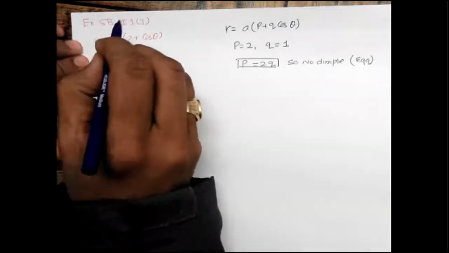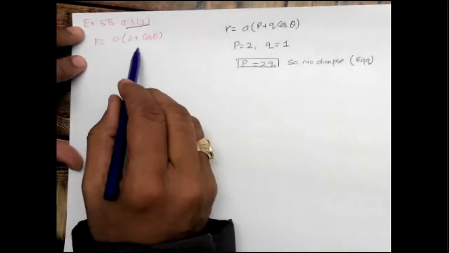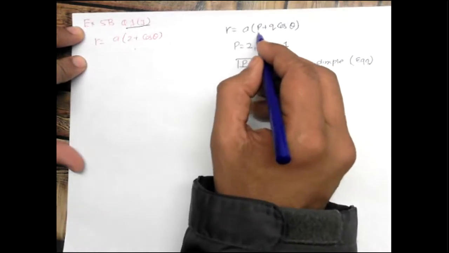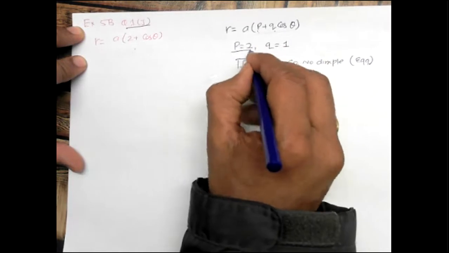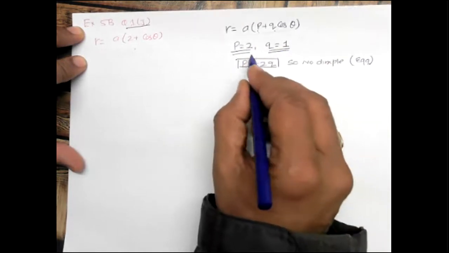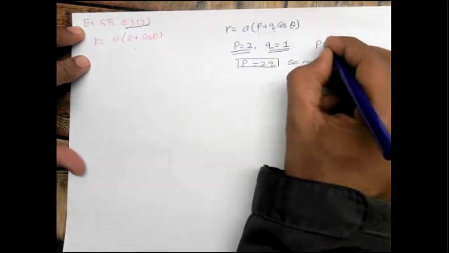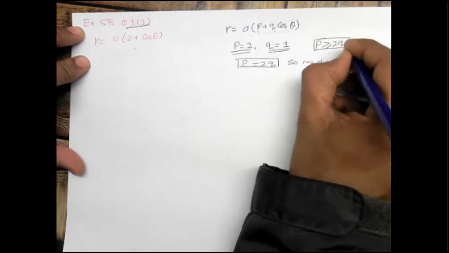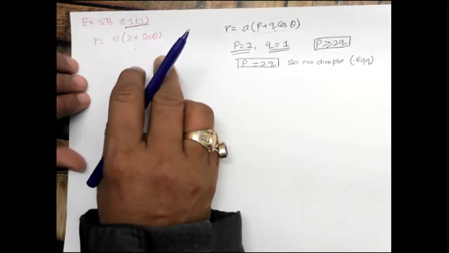Okay, the second question I decided to do is question 1J on the same exercise. R equals 2 plus a times 2 plus cos theta. What I've done is compare this with the general curve, and I've written down P equals 2, Q equals 1. So P is equal to 2Q, and the condition was if P is greater than or equal to 2Q, then there's no dimple, it will be an egg-shaped curve. So I'm expecting there won't be any dimple in there.